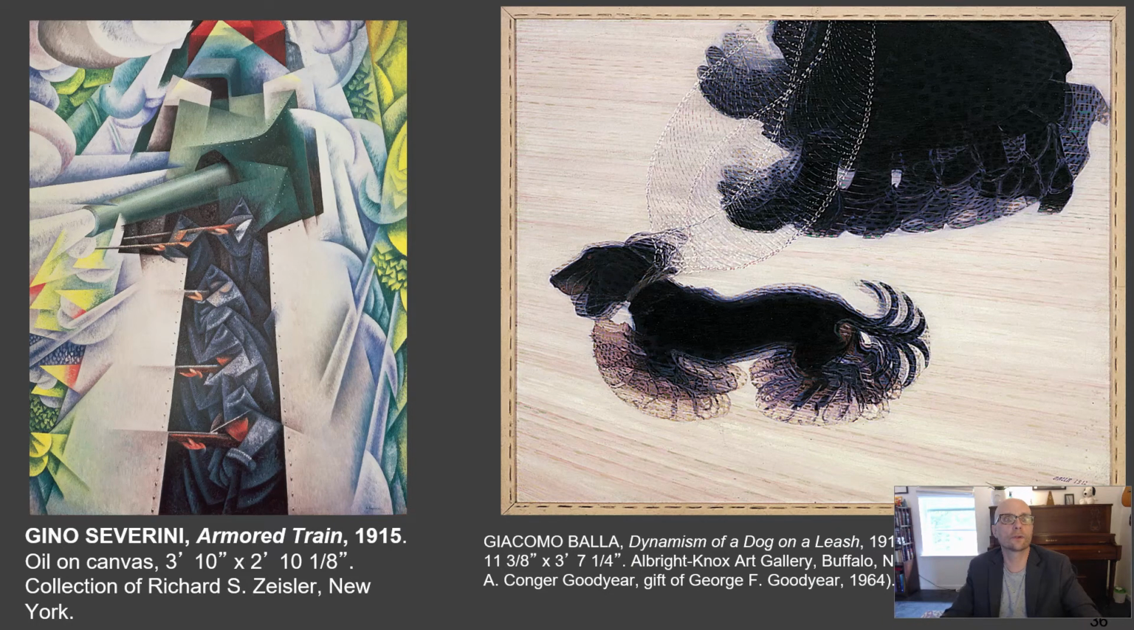But you can see this love of the mechanical in this image of an armored train painted during the first few years of World War I by an artist named Gino Severini. And over here we can see Giacomo Balla's rather charming image of a dog on a leash, the Dynamism, say that 10 times real fast, of a Dog on a Leash, where once again he's emphasizing this idea of movement and speed, even when we have a little dog here, and he's using this effect where it's almost like multiple exposures on a camera to imply speed. But you can see, I think, the influence of Cubism and the weird way it handles both space and time by overlapping and repeating objects over and over to show the passage of time.